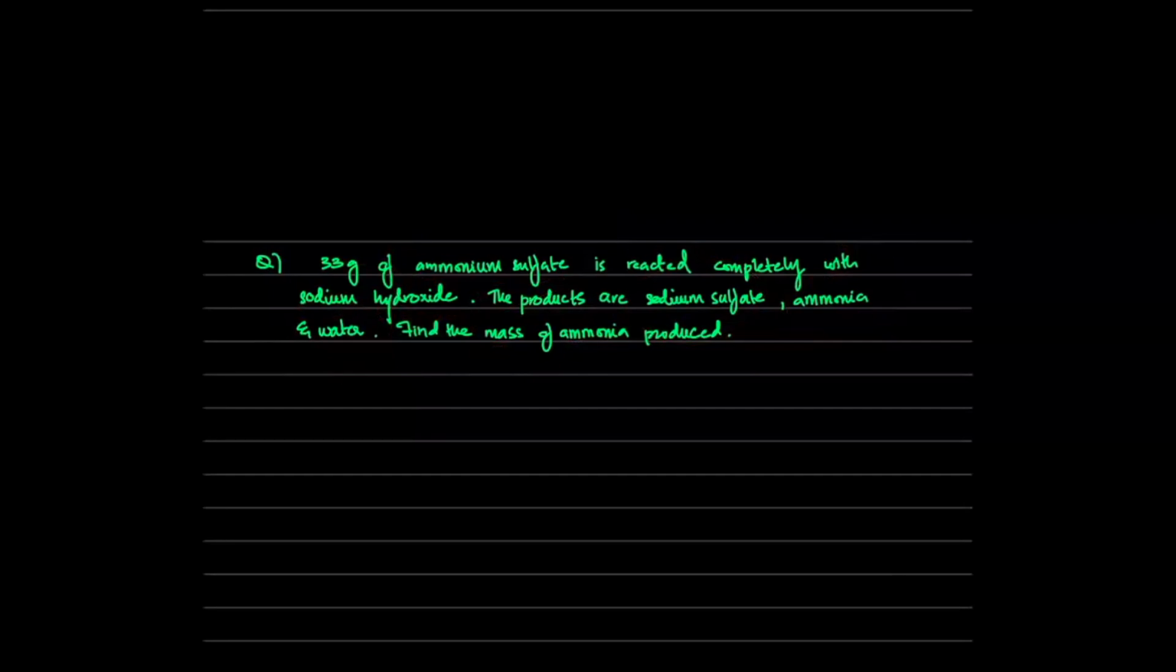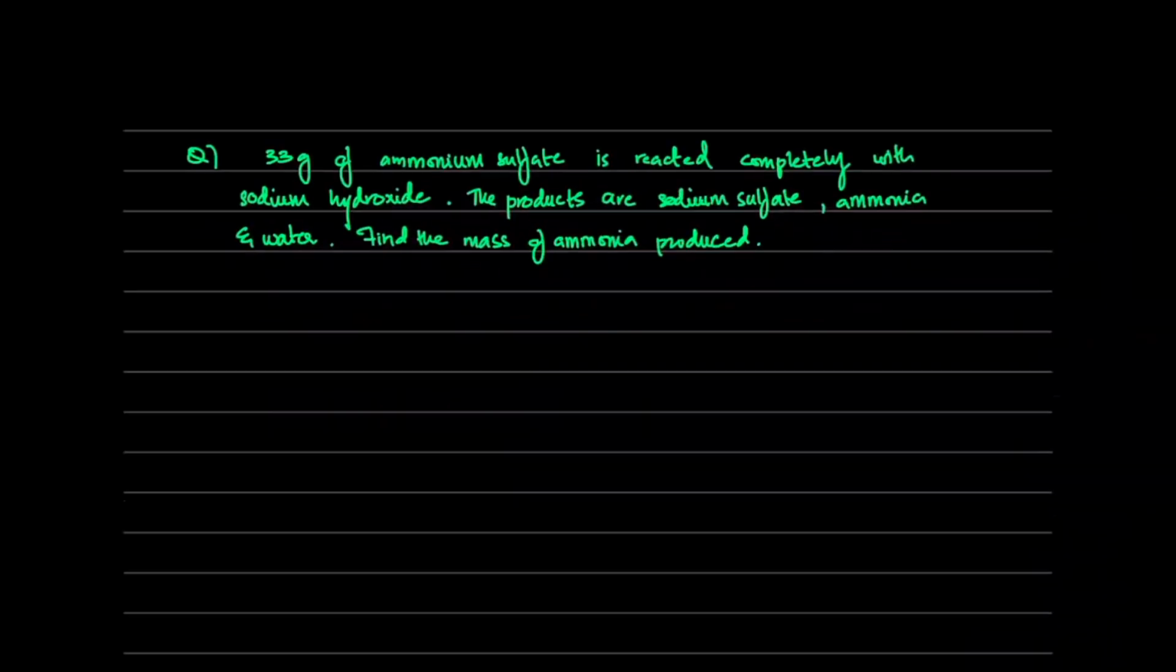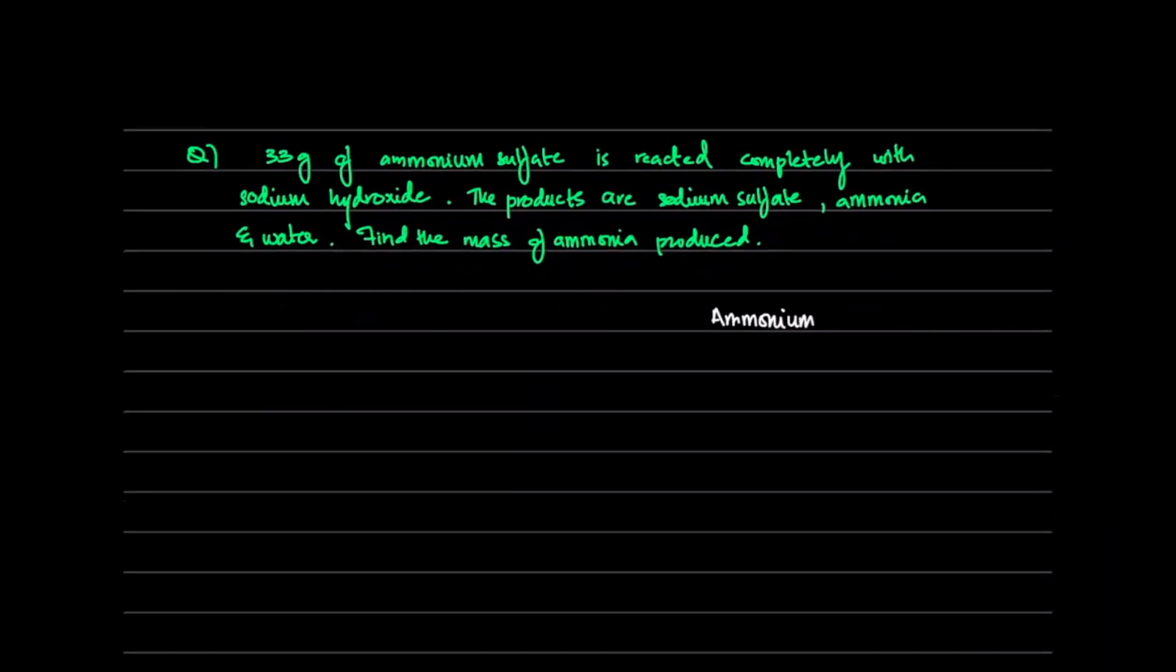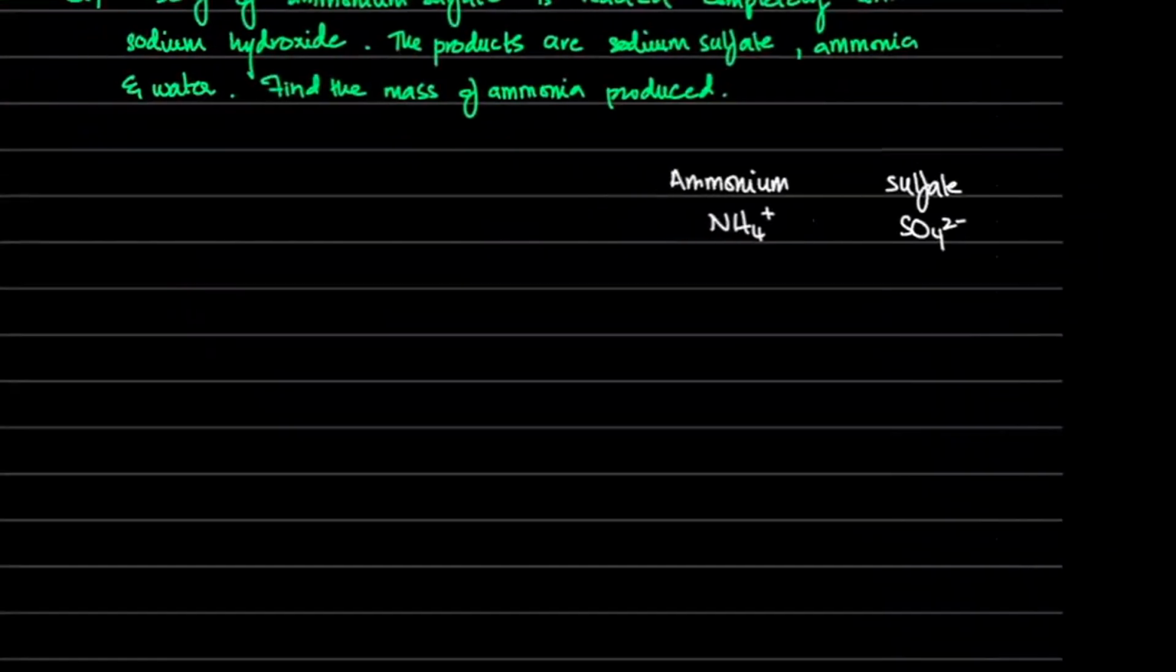तो इक्वेशन में पहले हमें लिखना होगा अमोनियम सल्फेट का फॉर्मूला. So what is the formula for ammonium sulfate? What is the ammonium ion? So ammonium is NH4 plus, NH4 1 plus. And what about sulfate? Sulfate क्या होता है? SO4 2 minus. We have ammonium which is NH4 plus and sulfate which is SO4 2 minus.